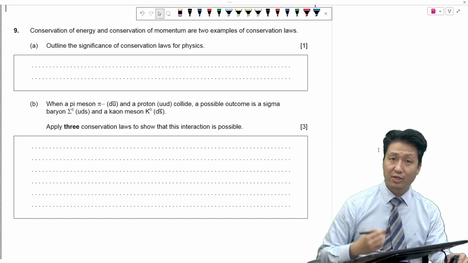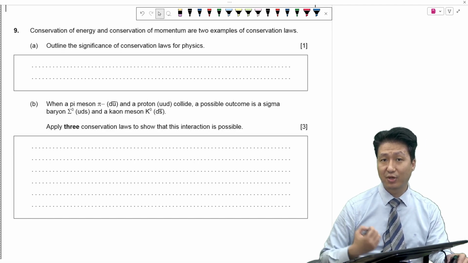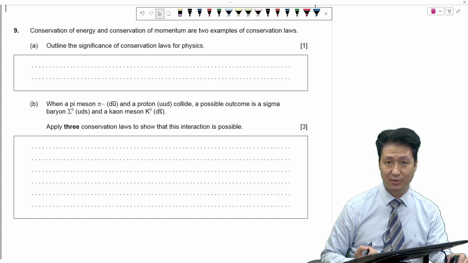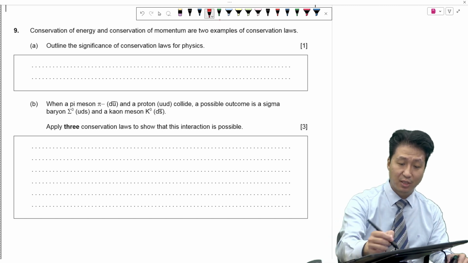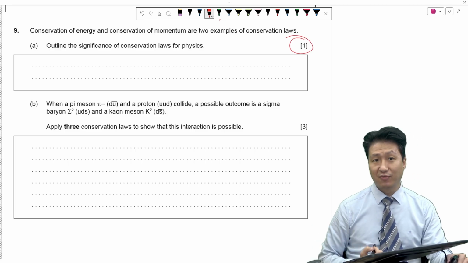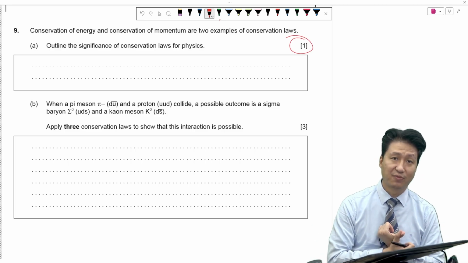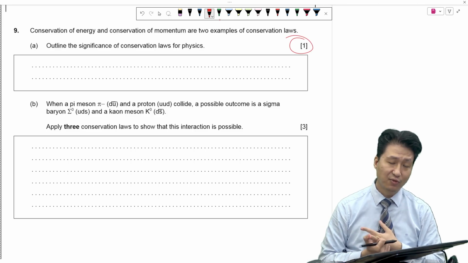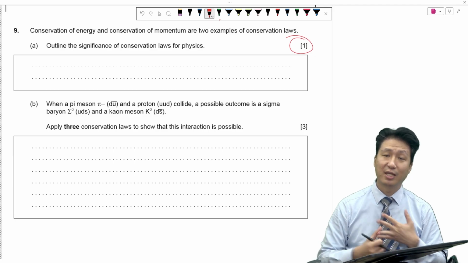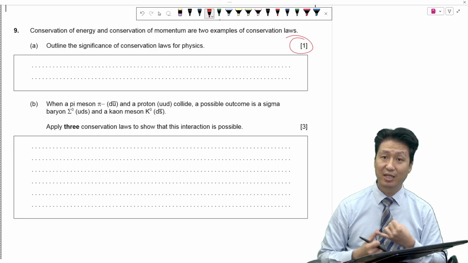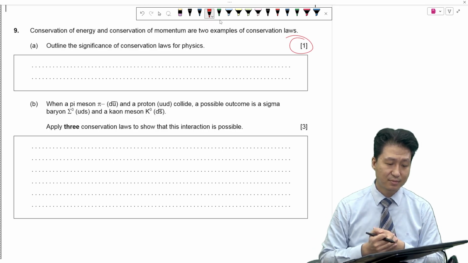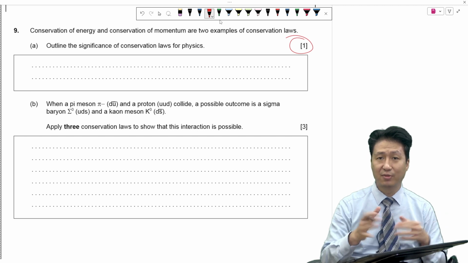Question number 9. The conservation of energy and conservation of momentum are two examples of conservation laws. A. Outline the significance of conservation laws for physics. Now this is just a 1-point question, so any answer would suffice. You can say that they express fundamental principles of nature, they allow you to model situations, they allow you to calculate unknown variables, they allow you to predict some outcomes, predict missing quantities or particles, or compare different systems or states. So there's too many, so I'm not going to write down all of them.